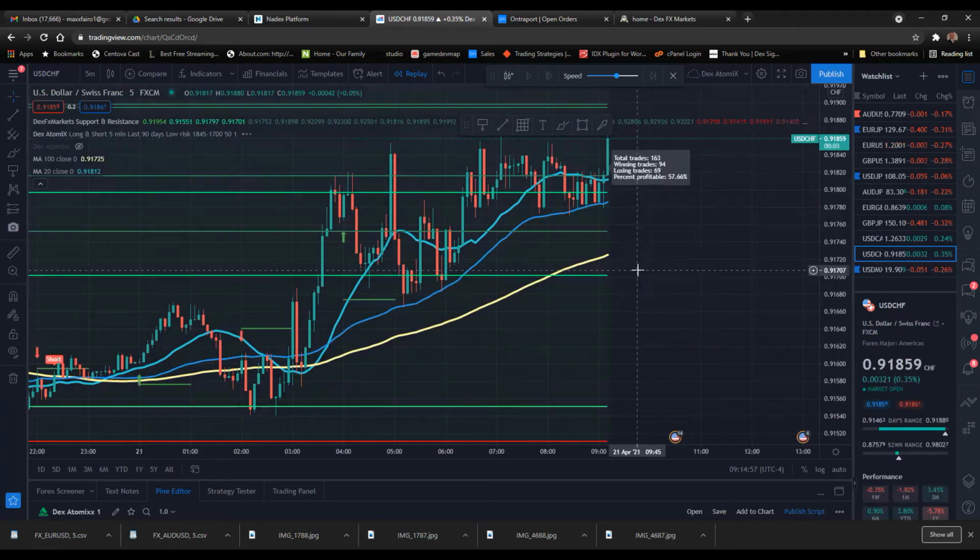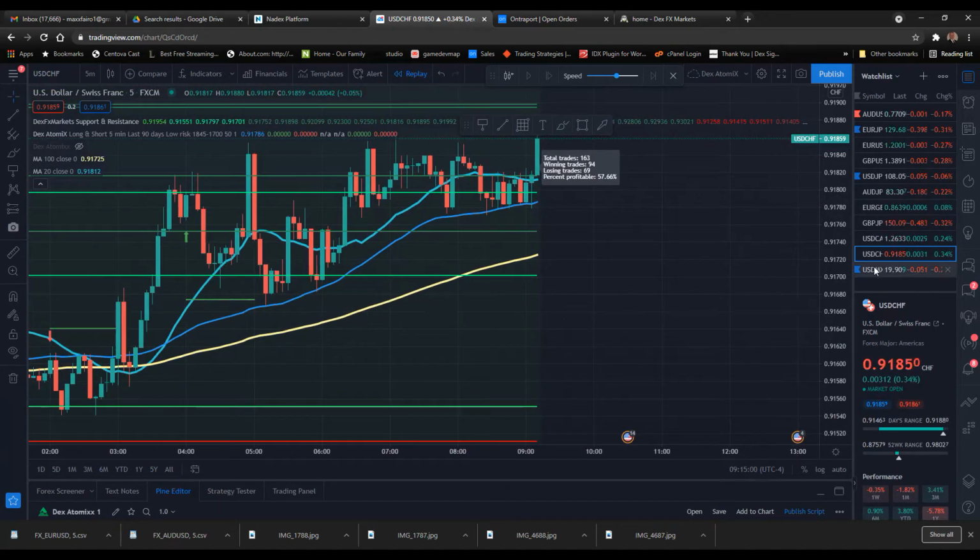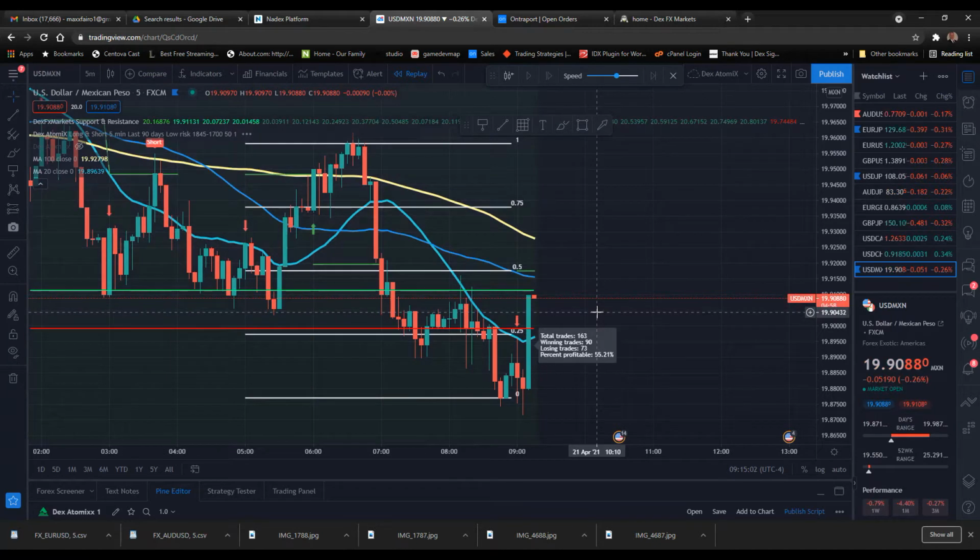Go down to the USD CHF, no trade there, and the USD Max. I'm going to suggest that you do not trade the USD Max for a while. It's been very volatile.